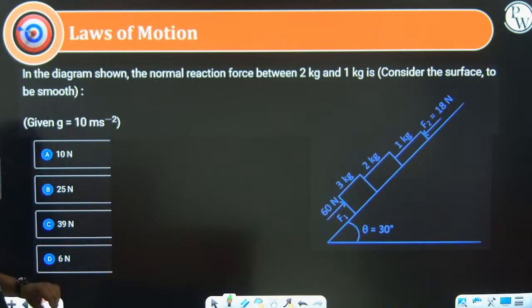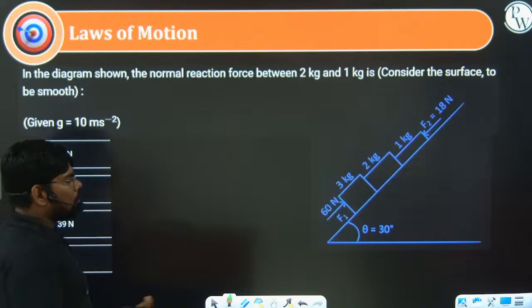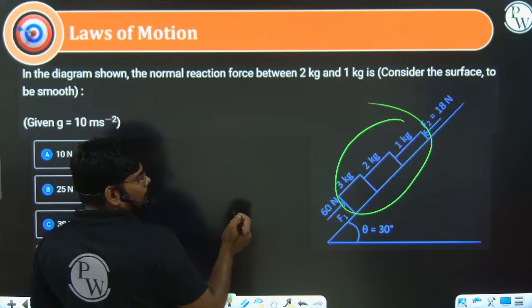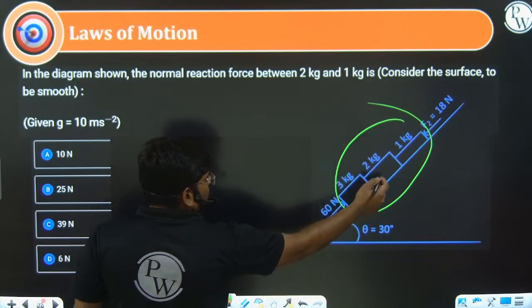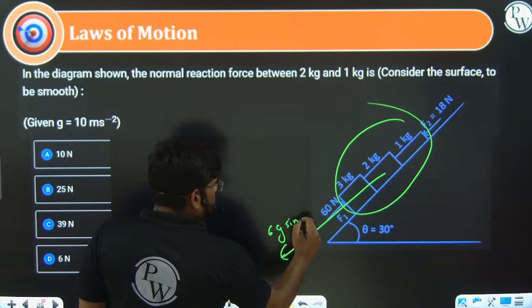In the diagram shown, they ask what is the normal reaction between the 2 kg and 1 kg blocks. Again, I have to draw the free body diagram. So we have 60 up, 18 down. What is the net force direction? We can consider this as one single block. If you consider this as one single block, first of all, what is the net downward force? Weight, this is 6g sine 30.